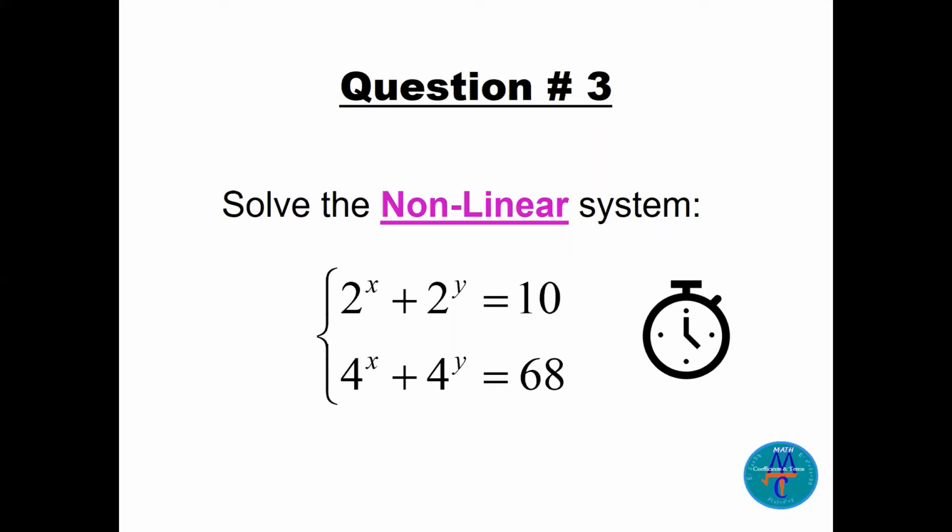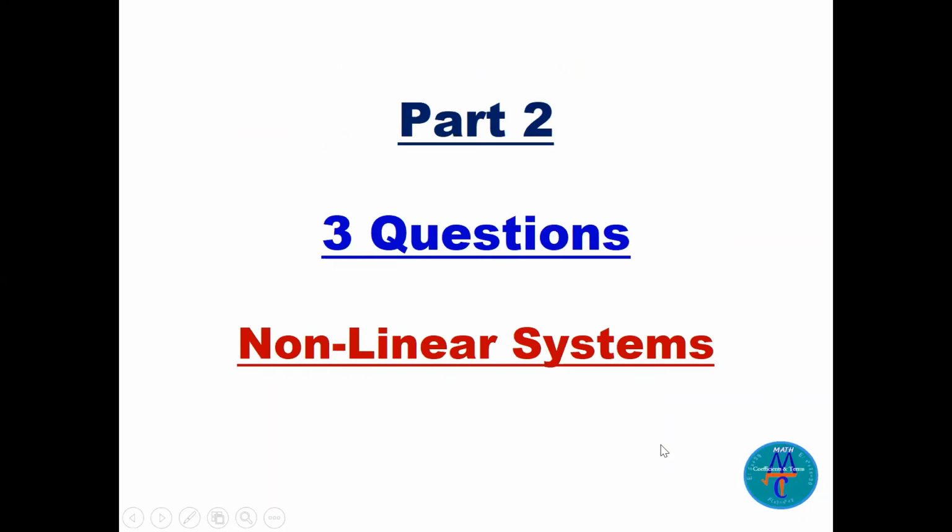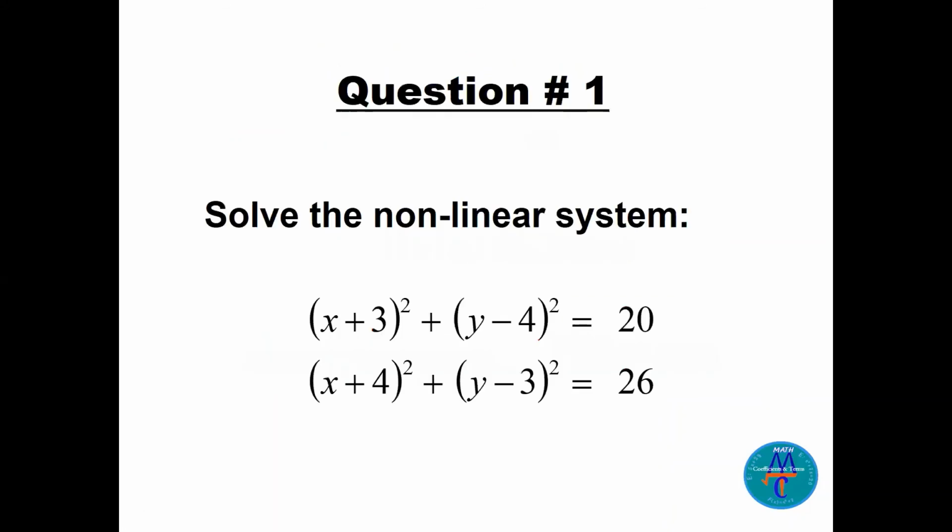And this one is not easy. Maybe you need time. 2 to the power x plus 2 to the power y is equal to 10. 4 to the power x plus 4 to the power y is equal to 68. Maybe this is the most difficult one in this lecture. Now, the solutions here, only the answers are there. For complete solution, you can see Nonlinear Systems, Part 1, Extra Solved Questions.